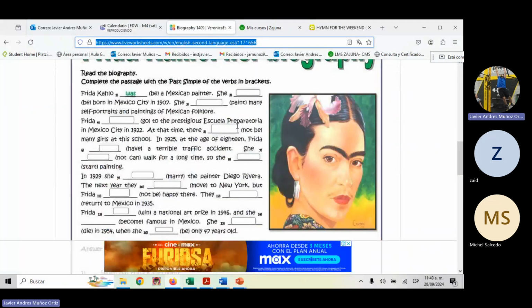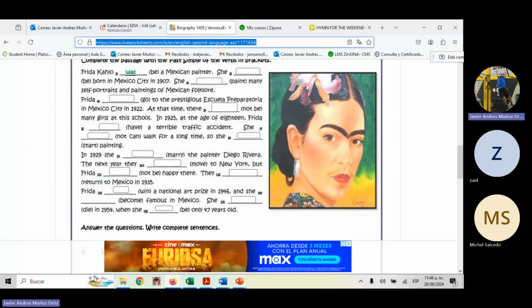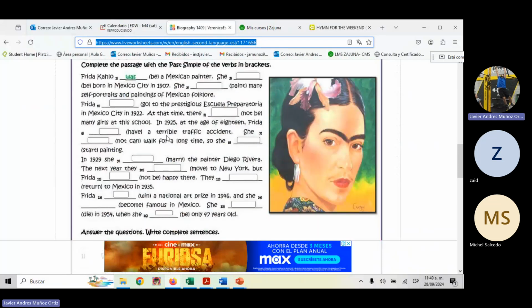This is another example of a biography. Once again, the important part here is to take into account the main verbs, right? This is an example of Frida Kahlo's biography. This is an example of what we are going to present in our evidence in the forum. Frida Kahlo was a Mexican painter.